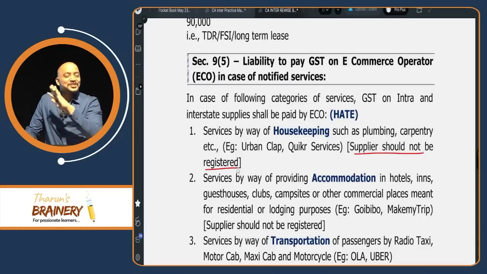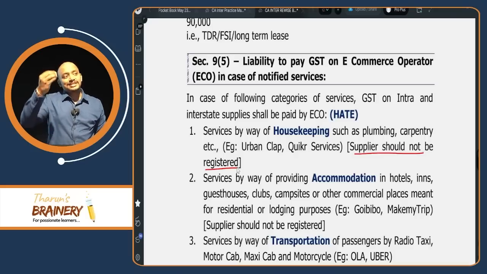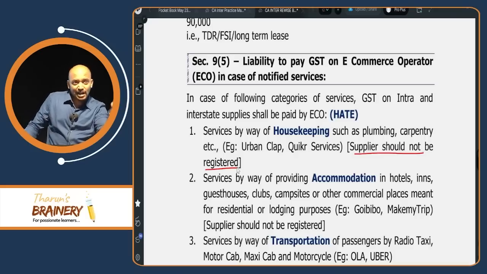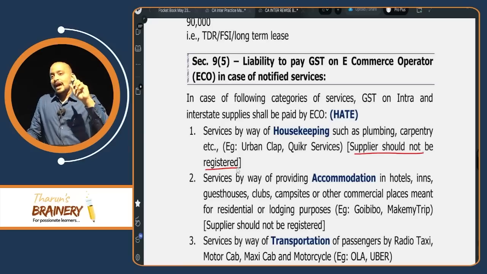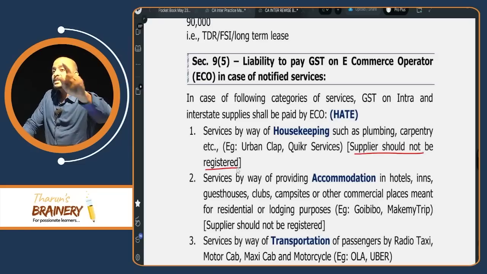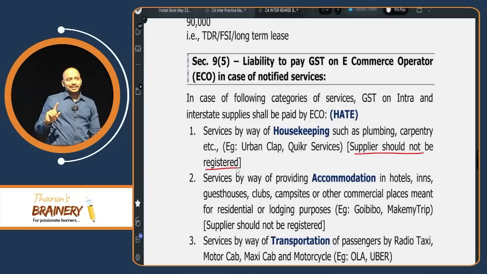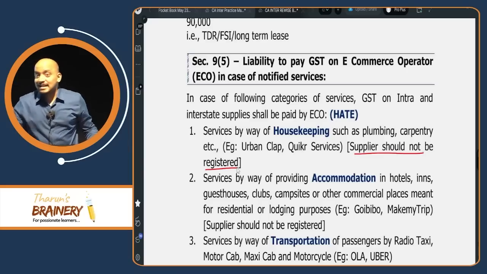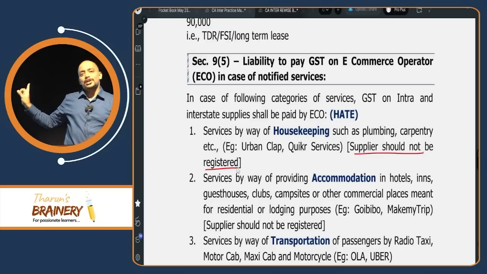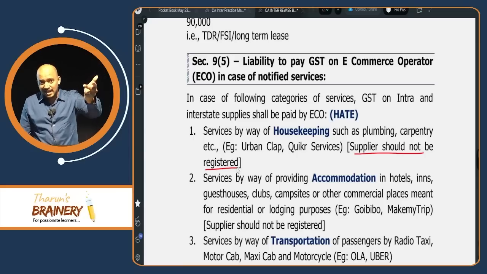Now, in this case, who will be paying GST on the room charges? Who will pay GST, hotel or Oyo? Therefore, liability to pay GST is on the e-commerce operator. Here also the same condition: if the supplier is unregistered. If the supplier is registered, then who will pay GST? The supplier only will pay. This is not a notified service. Okay.